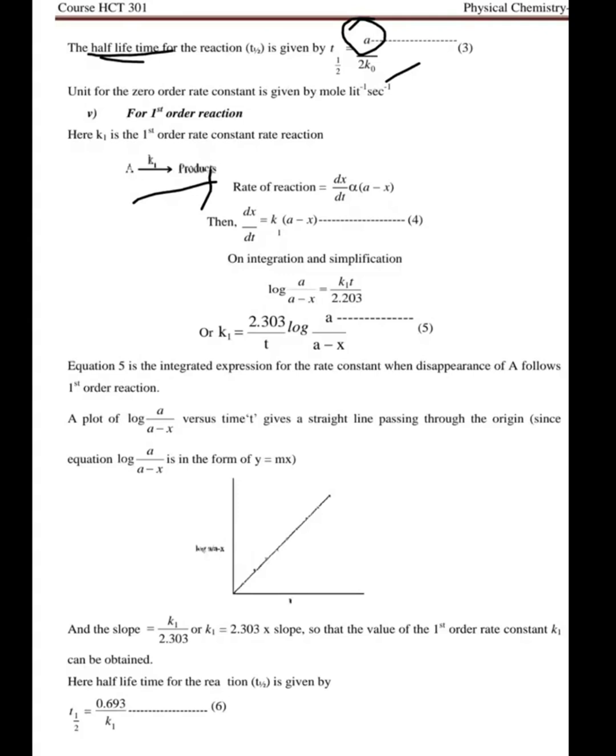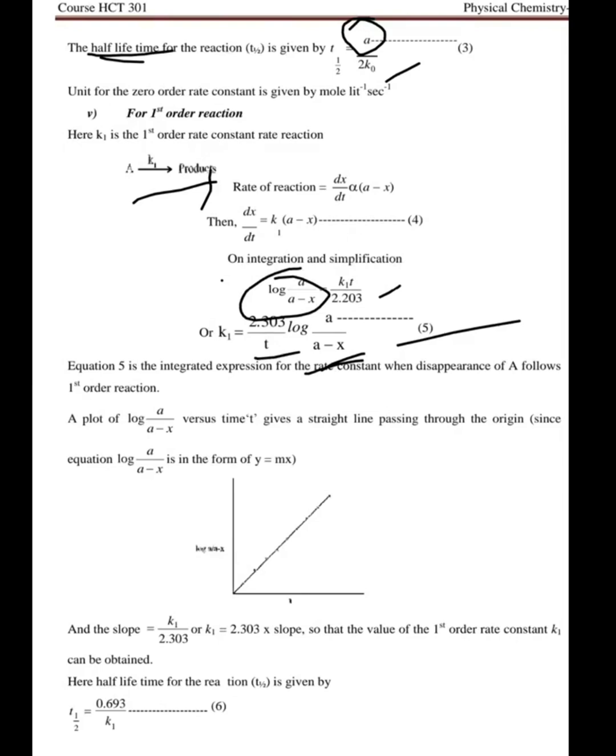On integrating, we'll get log of A by A minus x is equal to K1 into t, the time, by 2.303. Further, taking K1 to the left hand side, K1 is equal to 2.303 by t into log of A by A minus x. This is equation 5.